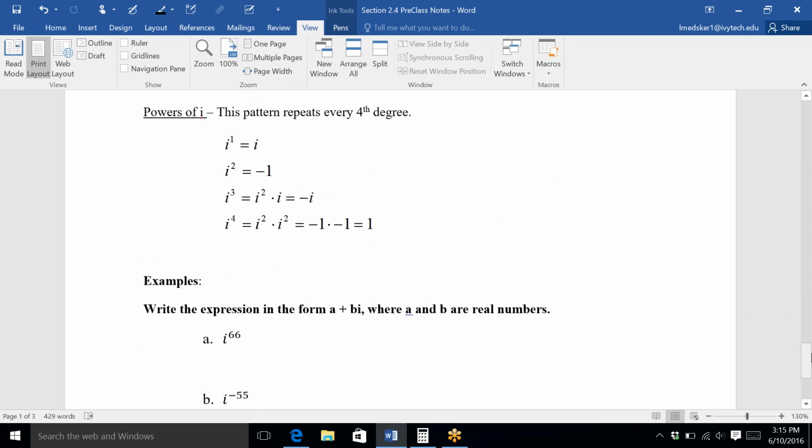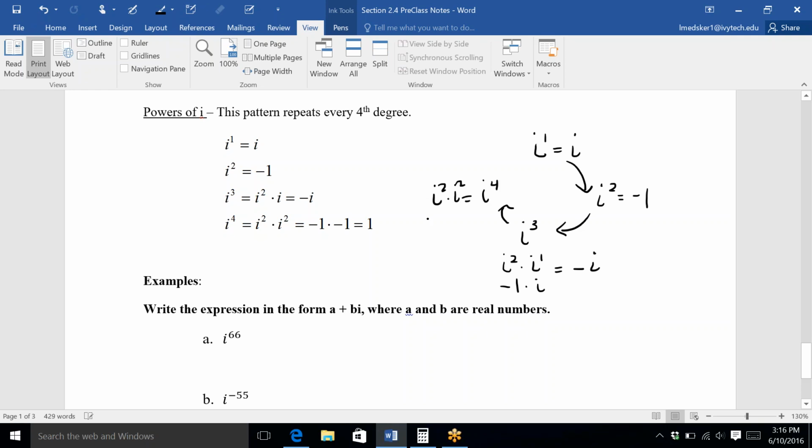Okay, our last topic on 2.4, because this is one I like to spend more time on in class anyways, is powers of i. We already know that i to the first is just i. Making a little diagram here. i squared, we learned, is negative 1. i cubed is an i squared times an i to the first. That means it's a negative 1 times an i, or just negative i. i to the fourth is i squared times i squared, which is negative 1 times negative 1, or positive 1.